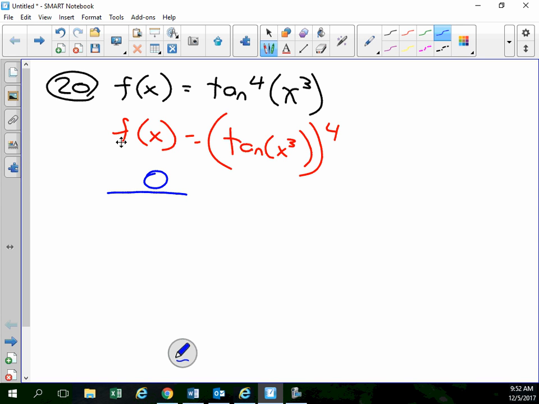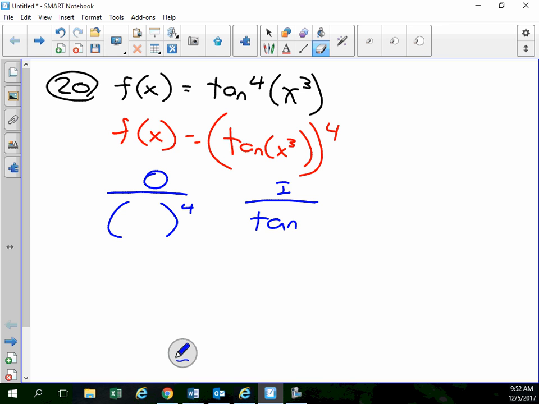What's the outside for this one? Just what's the outside piece? Just to the fourth power. Parentheses to the fourth power. My inside is literally what? Tangent. Because it's not a plain old x, I'm not going to put tangent x. I'm going to put tangent parentheses, and then I'm going to have the inside, double inside. What's the inside? Alright. What's the derivative then?